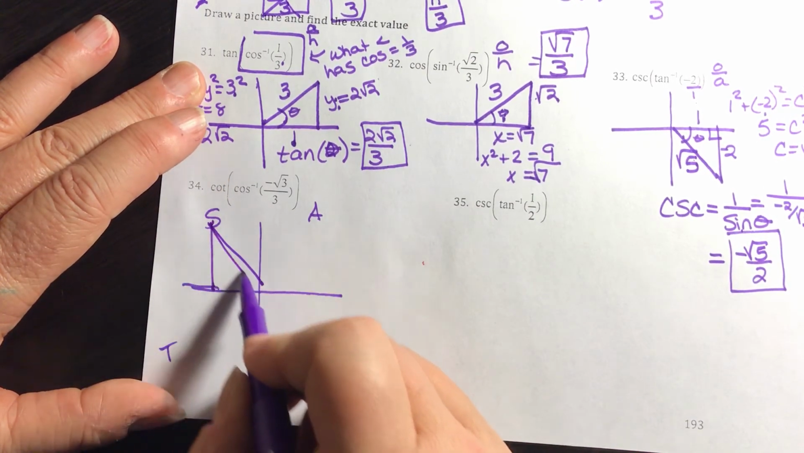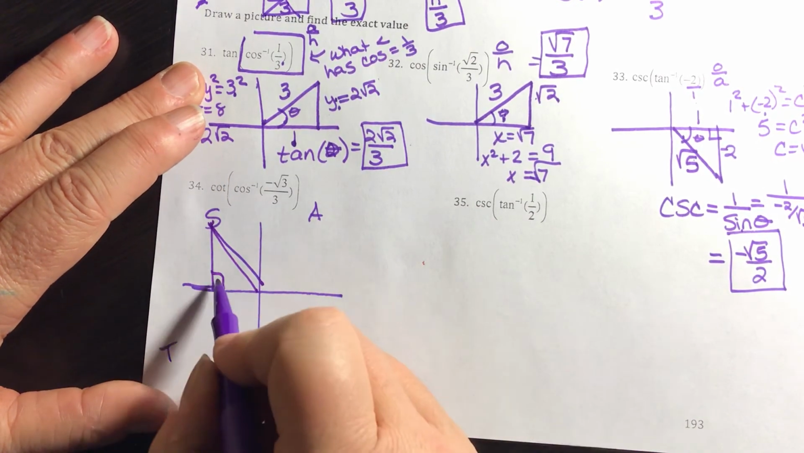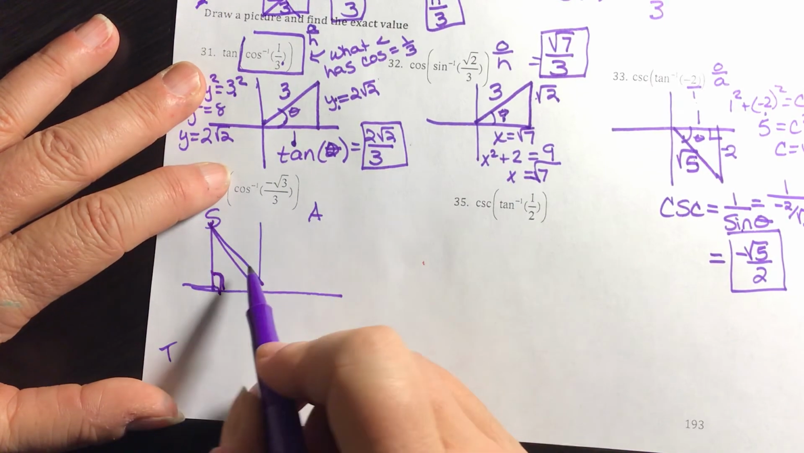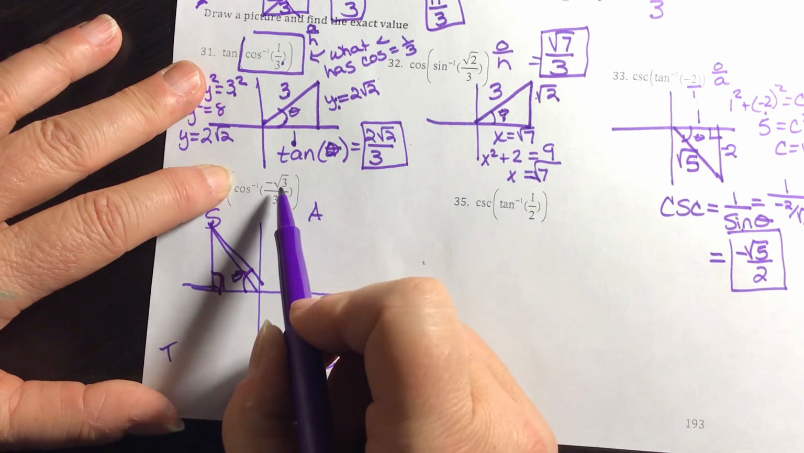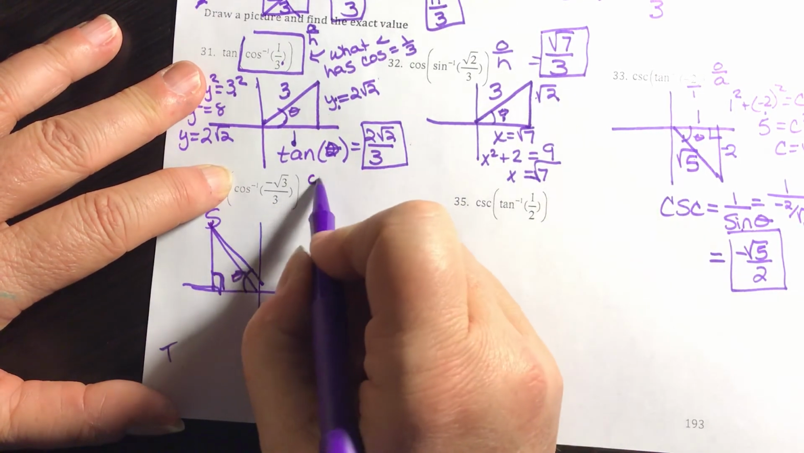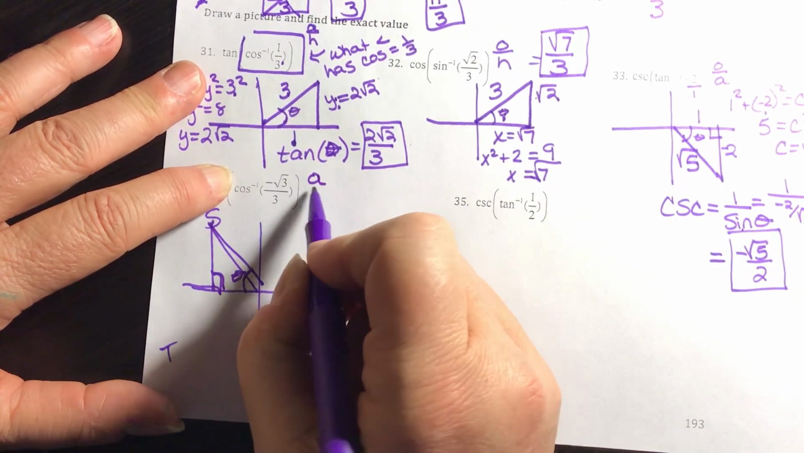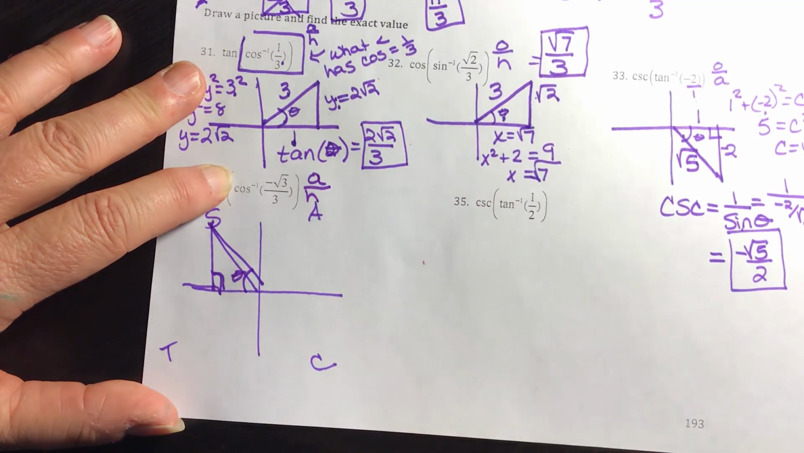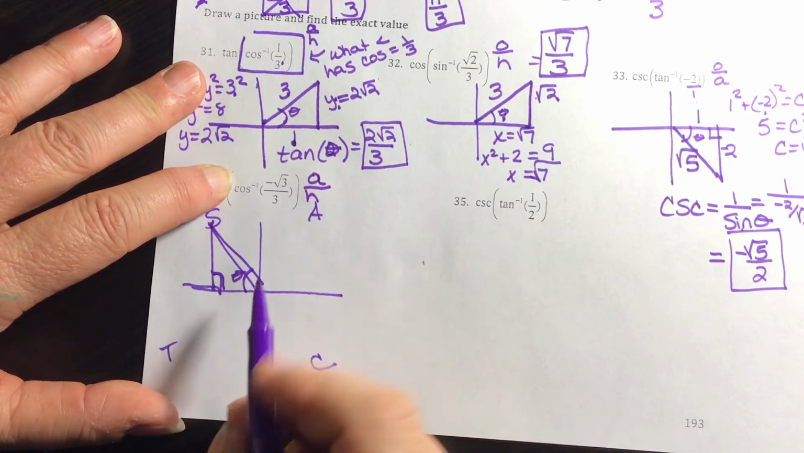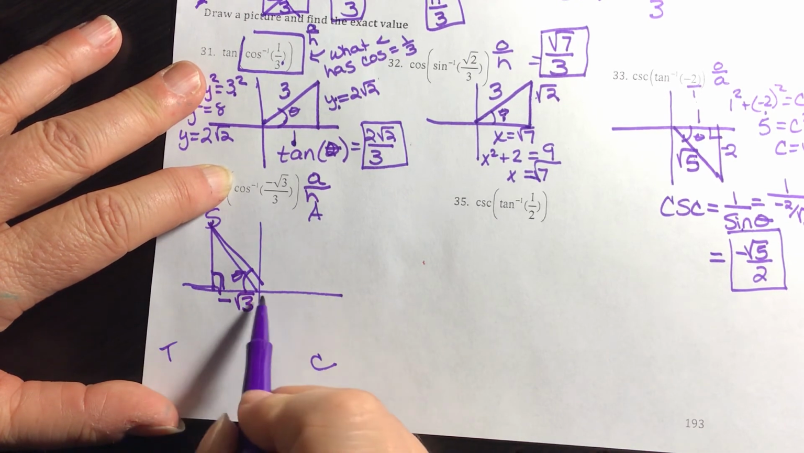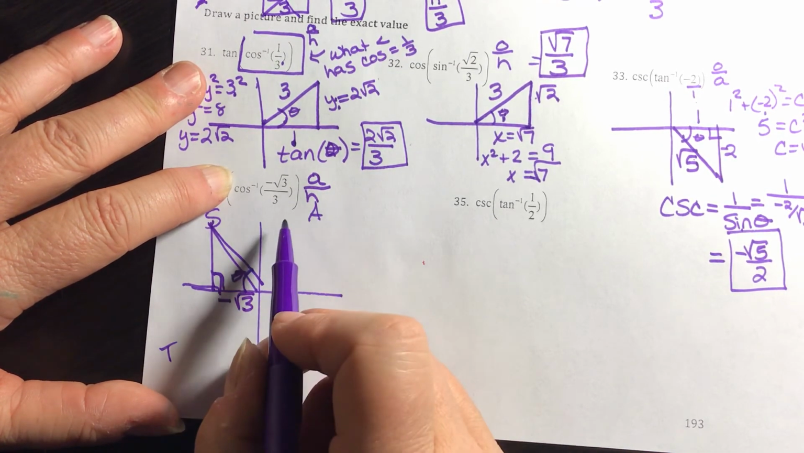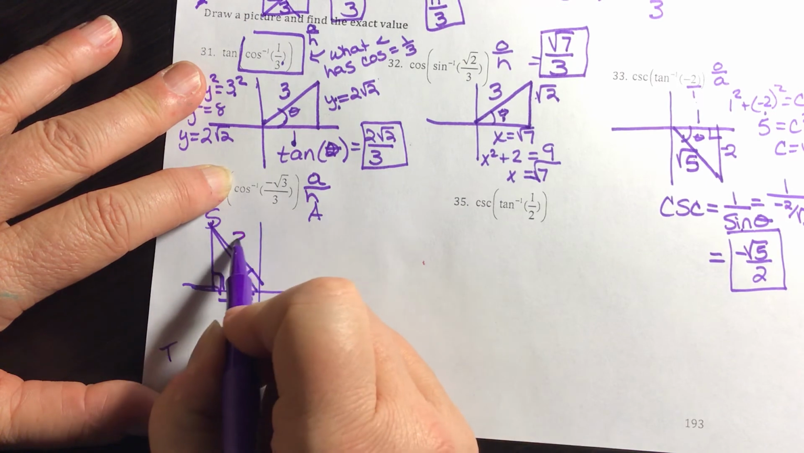Draw a right angle here. Sorry. There's my right angle. This is the angle in question. That's theta. The side opposite, cosine is adjacent over hypotenuse. The side adjacent is negative square root of 3, and that is in the negative direction. And the hypotenuse is 3.